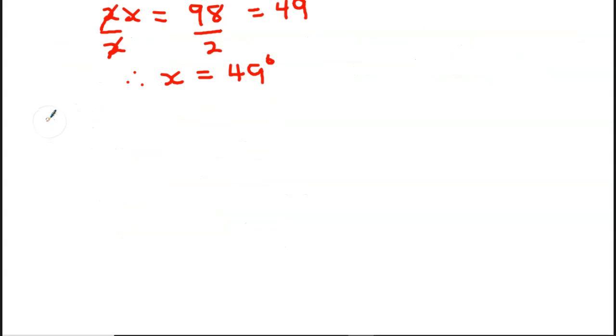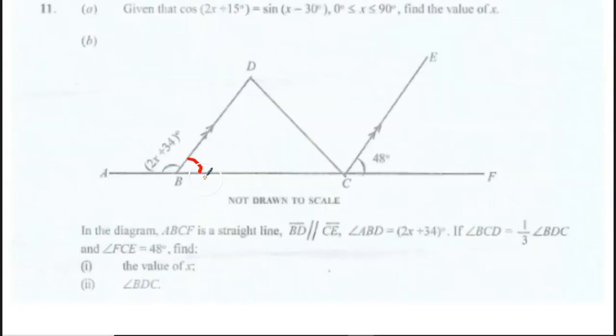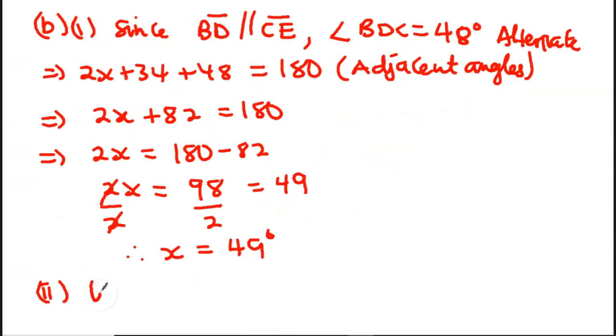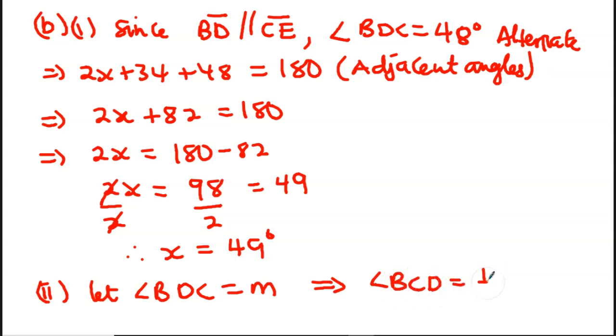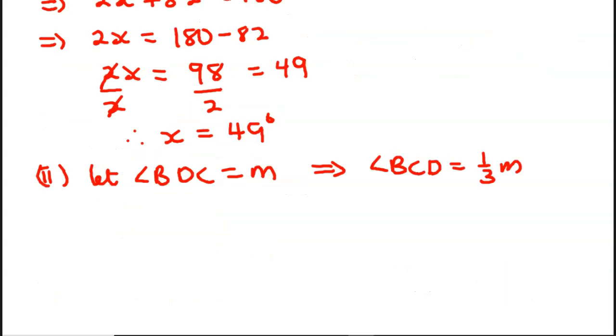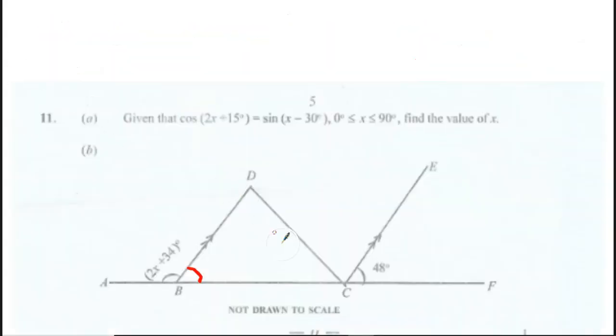Let's check the second part. Now, from the question, angle BCD is 1/3 of angle BDC. So we can say that let angle BDC be M. So this implies that angle BCD will be 1/3 M. So let's go back to the diagram. So we know this angle, if this is M, this is 1/3 of M.